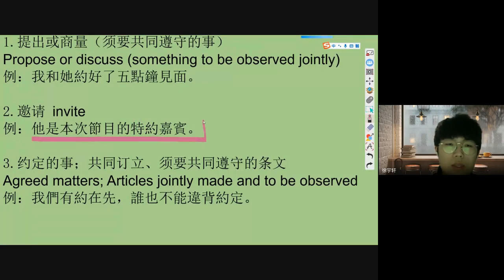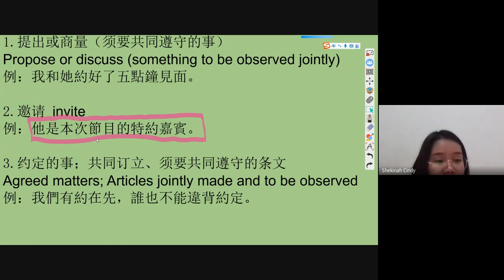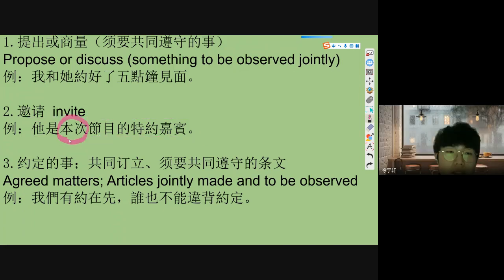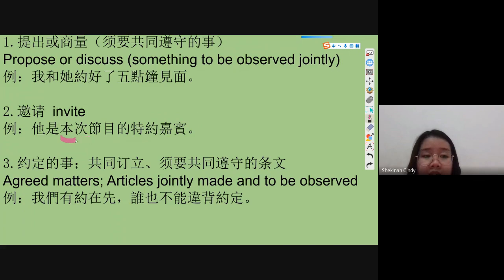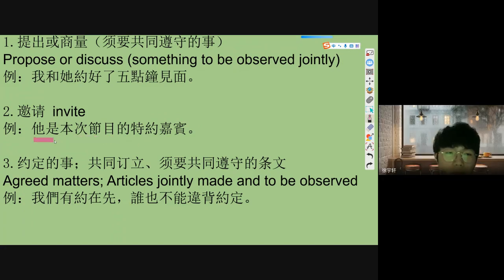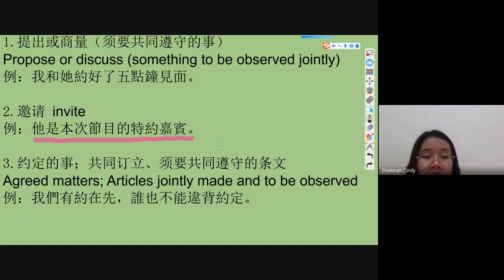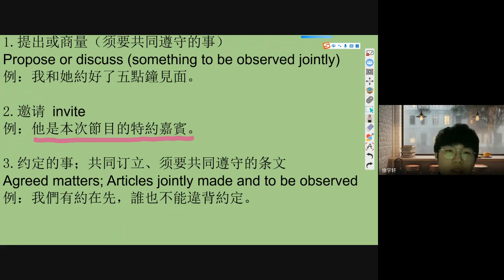So this sentence, you can try to translate this one. What is the meaning of the two words after 是本次, this time? What is the meaning of this program? Okay. So he's maybe like a special guest in this event, in this program. Yes, that's correct. That's a good translation. 特约嘉宾 here is a phrase. It means somebody is very special and comes as a special guest.